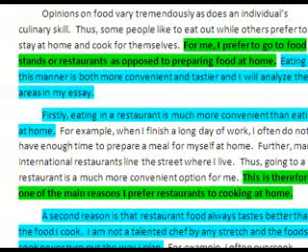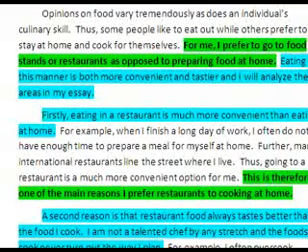So if we read through it together: opinions on food vary tremendously, as does an individual's culinary skill. Thus, some people like to eat out, while others prefer to stay at home and cook for themselves. For me, I prefer to go to food stands or restaurants as opposed to preparing food at home. I've marked this in green. This is our thesis. Eating in this manner is both more convenient and tastier, and I will analyze these areas in my essay. I've marked this in blue because this is the outline sentence for the 2 topics we will talk about, which are restaurants are convenient and restaurants are tastier than my cooking.